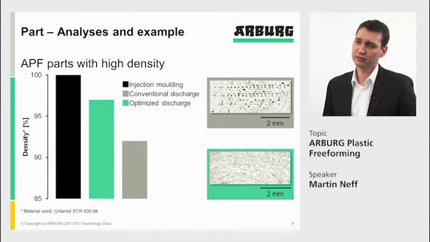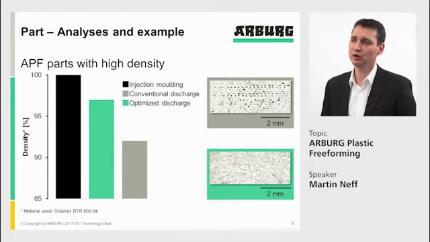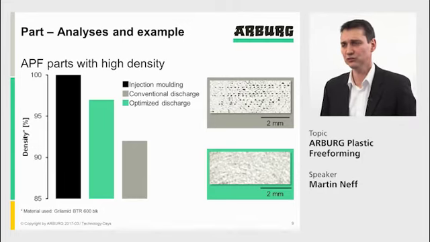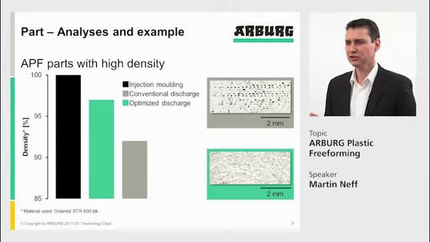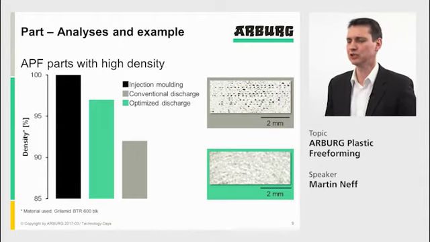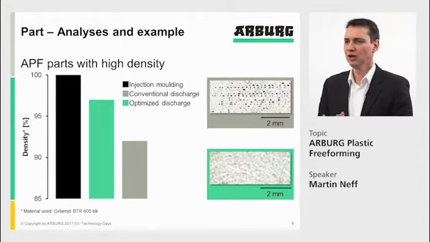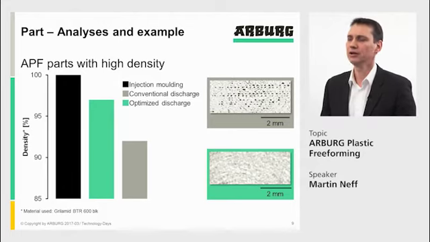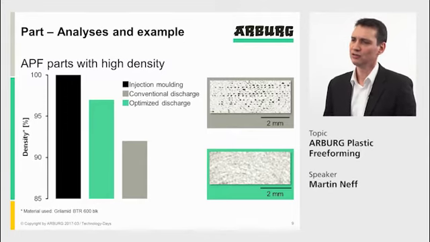Also shown in this slide, our conventional discharge. What does it mean, conventional discharge? Conventional discharge is a discharge which we use as template and which we, as machine supplier, give with the machine, which is not optimized to certain specific materials or specific part geometries. So with that, we are in a range of 92%.